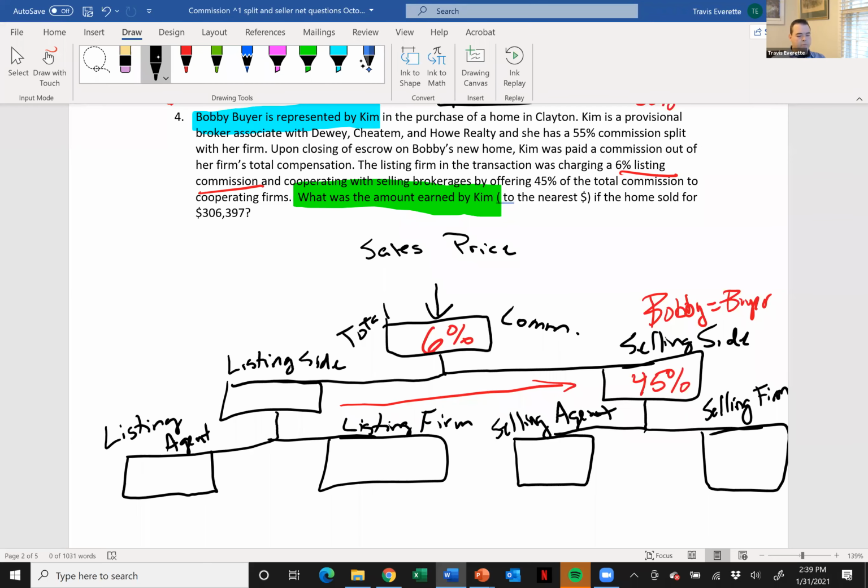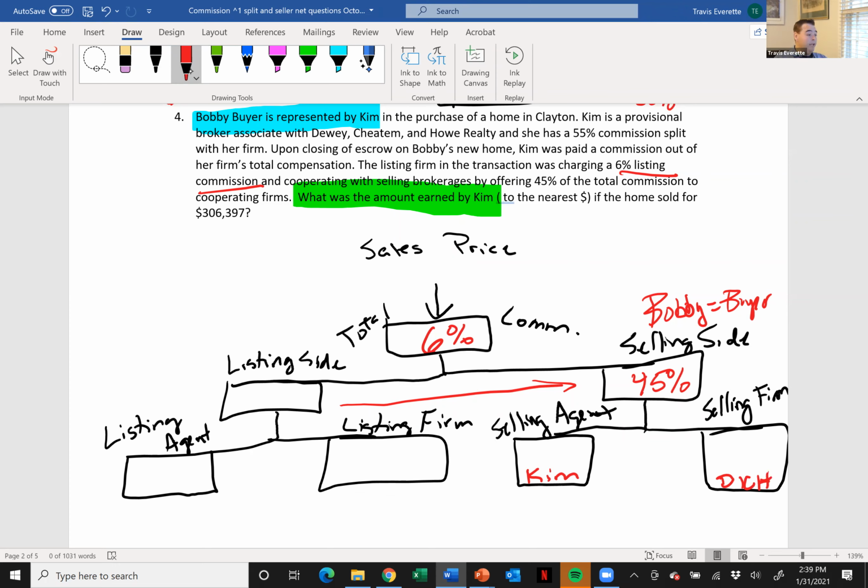Bobby Buyer is represented by Kim. So Bobby the buyer is represented by Kim. This is Kim right here. There she is. In the purchase of a home in Clayton. Kim is a provisional broker with Dewey, Cheatham, and Howe Realty. So she works for DCH Realty right here. That's the selling firm. And she has a 55% commission split with her firm.